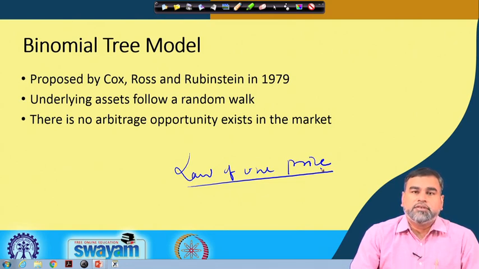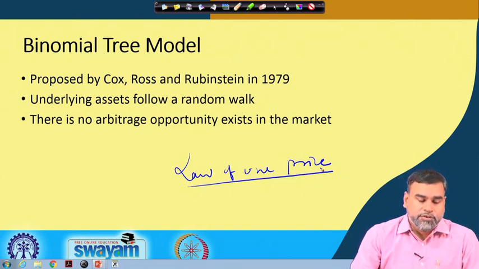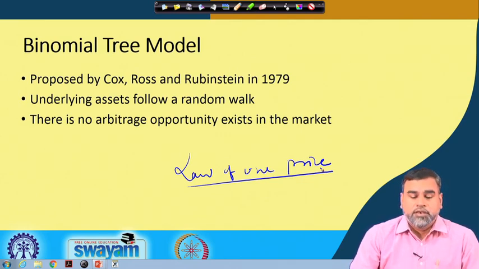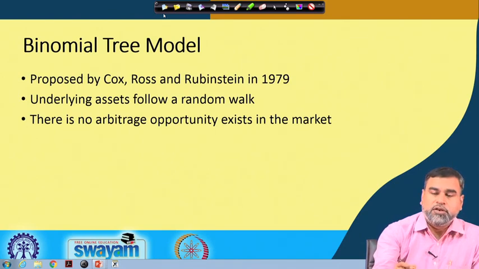If there is a price difference, then investors can create an arbitrage opportunity, or generate some riskless profit. In one market they can buy the asset at a lower price and at the same time take a reverse position in the other market. By that, without any risk, they can earn a certain return. That is why we are assuming that the law of one price holds good, meaning there is no arbitrage opportunity in the market and the underlying assets follow a random walk. So, these are the major assumptions of the binomial tree model, and now we will see how this model works.